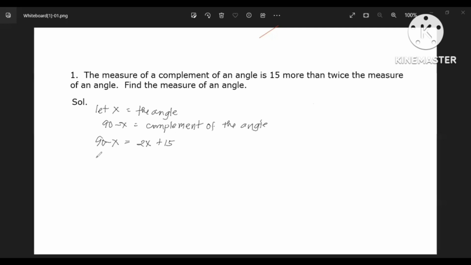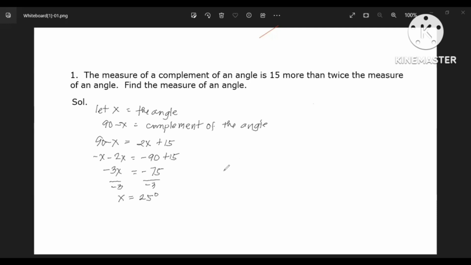So, to solve for x, we transpose 2x to the left-hand side of the equation and 90 to the right-hand side. So, we get negative 3x is equal to negative 75. And then we divide both sides of the equation by negative 3. So, x is equal to 25 degrees.